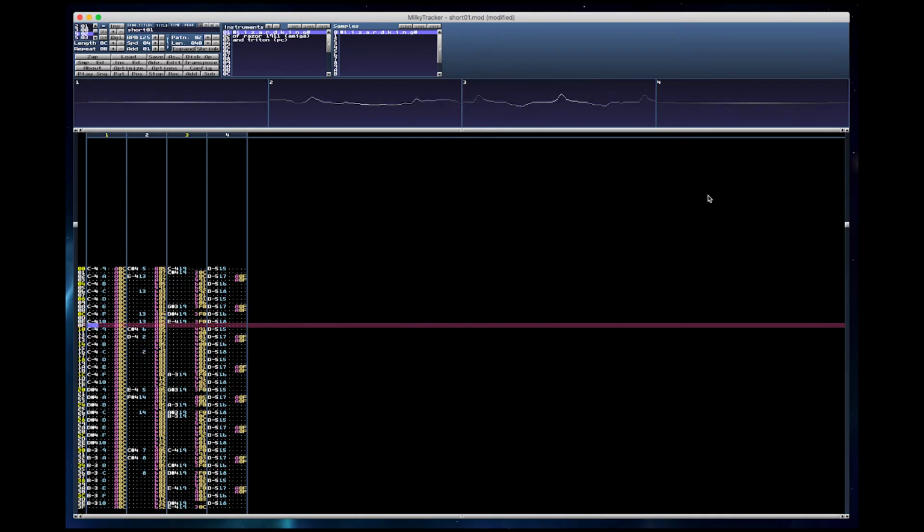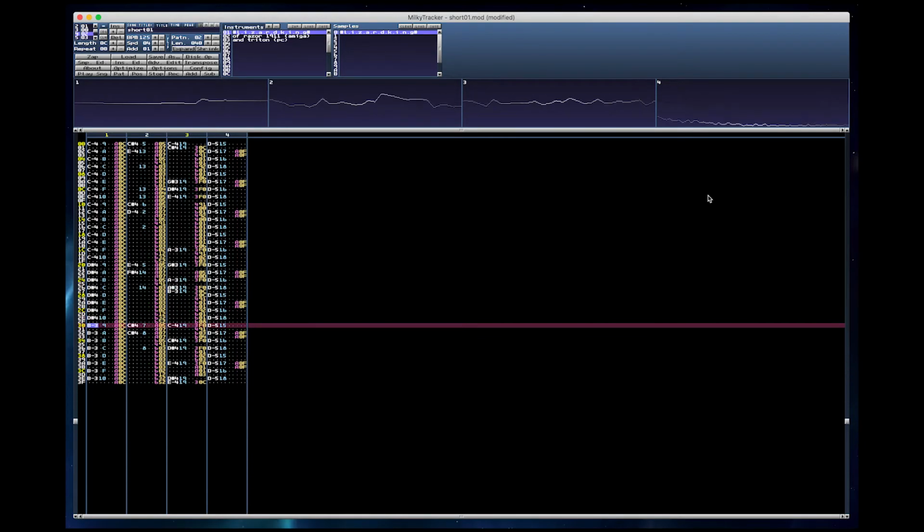If we slow it way down, it becomes more obvious that each row in the pattern data changes the state of the synth and the music that we hear.